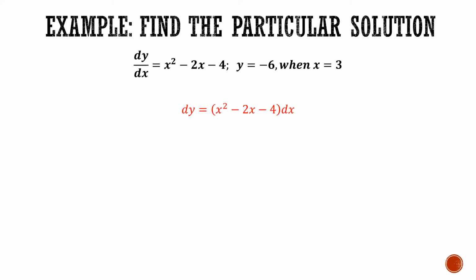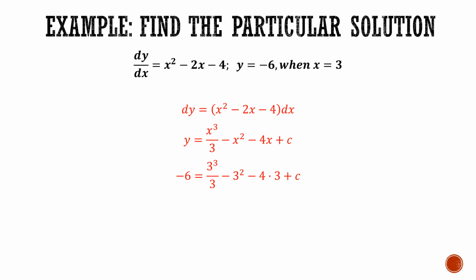All right, so first thing I'm going to do is multiply by dx to get all the x's and y's on the same side. I'm going to integrate. The integral of dy is y. The right-hand side integrates to x cubed over 3 minus x squared minus 4x plus c. At this point, I just integrated, so now I'm going to plug in my initial condition. Everywhere I see a y, I'm plugging in -6, and everywhere I see an x, I'm plugging in 3.